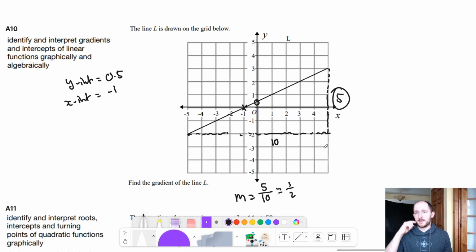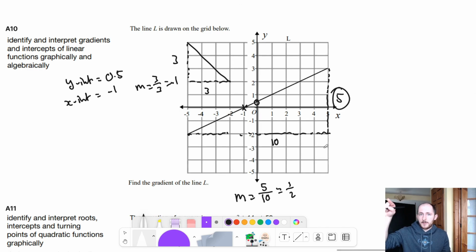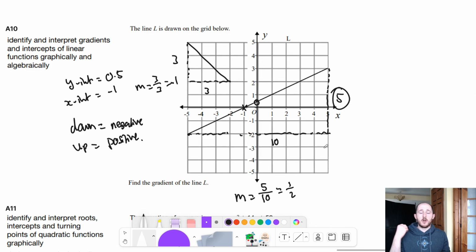Now there is one exception to this rule: what if the graph was actually going down? Well, if I did that, I would still do the x and y. So this goes 3 and 3, and m would be 3 over 3, which is 1, right? Wrong. If the graph is going down, you have to make it negative. If the graph is going up, you leave it positive. If it's going down, you make it negative, okay? So down equals negative. Up equals positive. Always, okay?